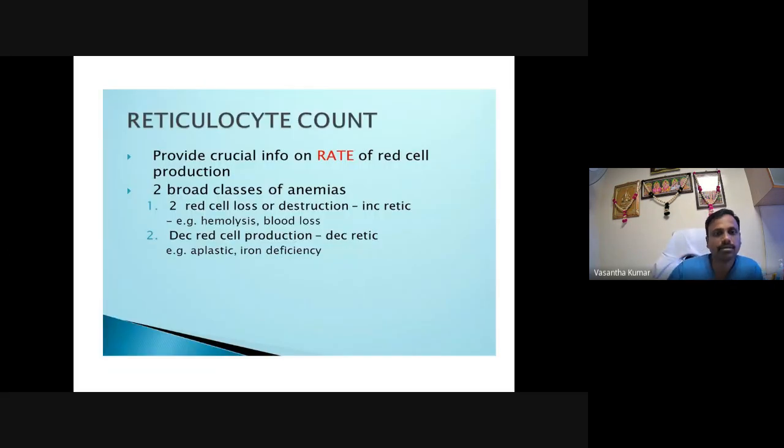So it provides crucial information on the rate of red cell production. Red cell loss or destruction, that is hemolysis, will have an increased reti count. Examples are hemolysis or blood loss. And decreased red cell production is due to aplastic anemia or iron deficiency, that is nutritional deficiency or malabsorption syndrome.